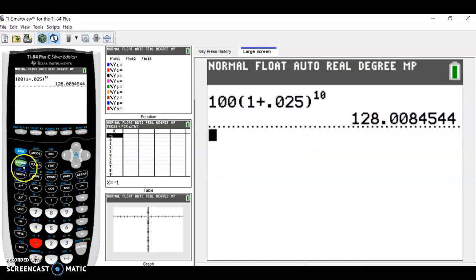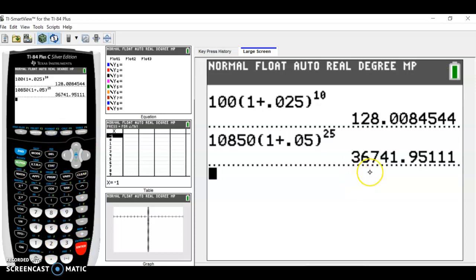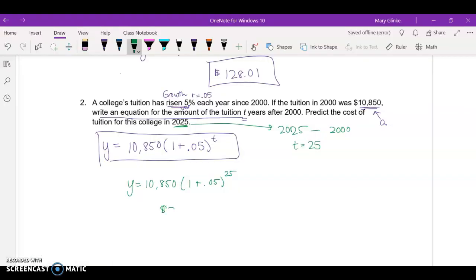And when we type this one in, 10,850, 1 plus 0.05 to the 25th power, we end up with $36,741.95.